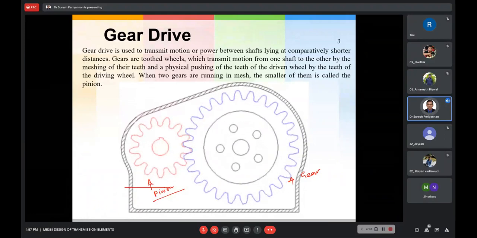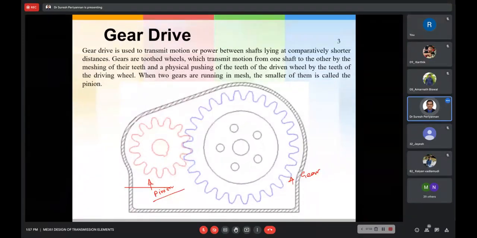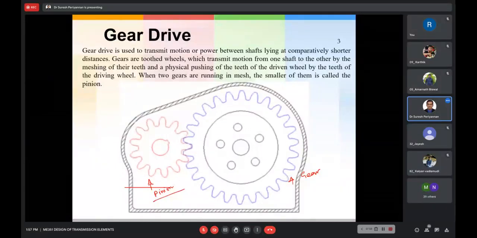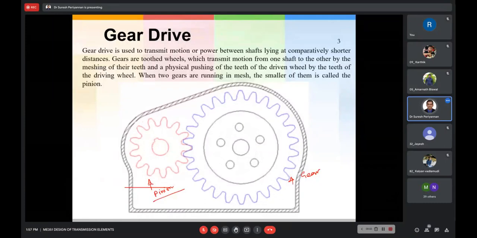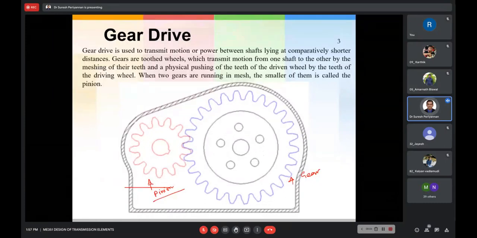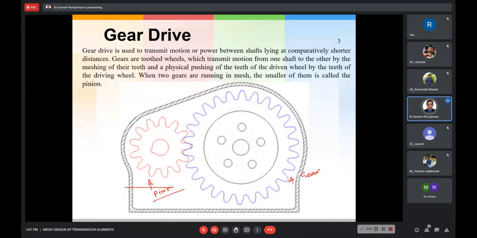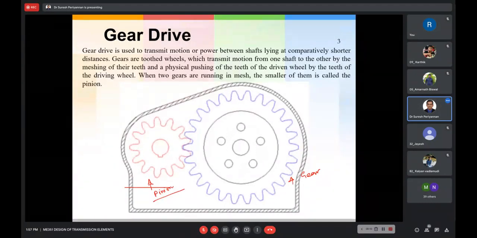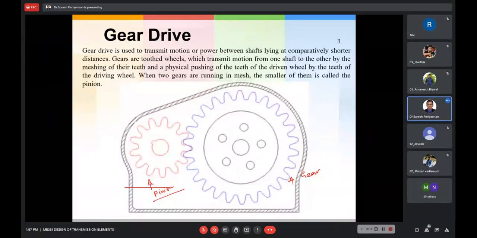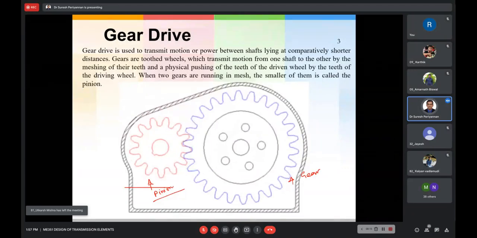Pinion. Now, the gears can be broadly classified into four types. One is spur gear, helical gear, bevel gear, worm gears, and rack and pinion are also available. But these are the five we are using most of the places. These five gears are very important.